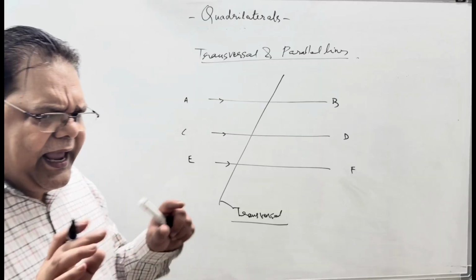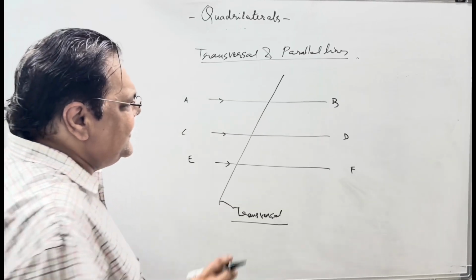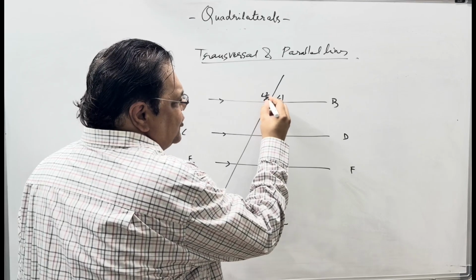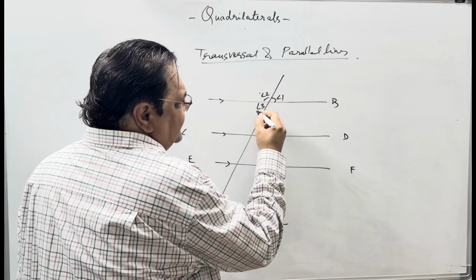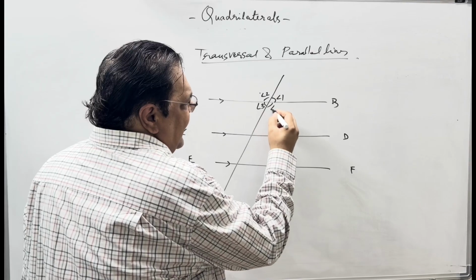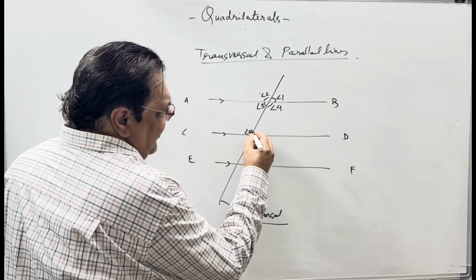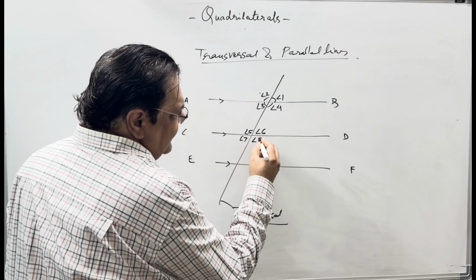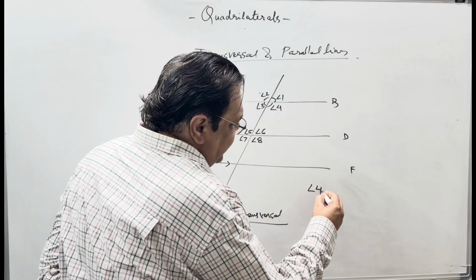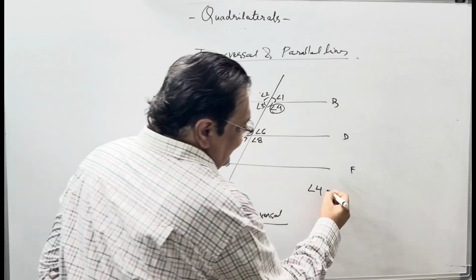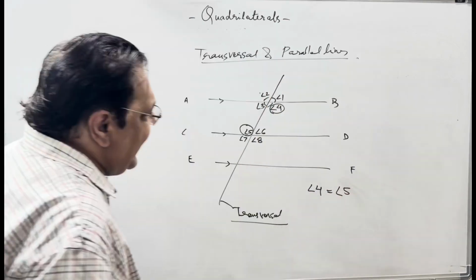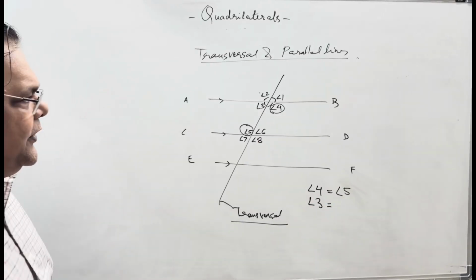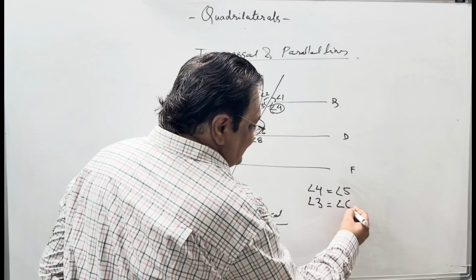There are many angles created over here. This is angle 1, angle 2, angle 3, angle 4. This is angle 5, angle 6, angle 7, angle 8. Angle 4 is equal to angle 5. Angle 3 is equal to angle 6.